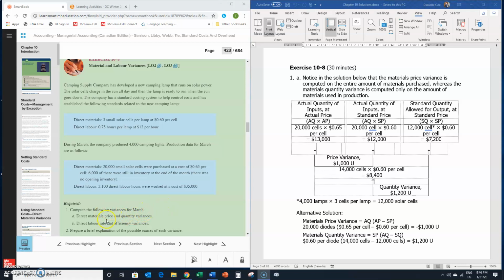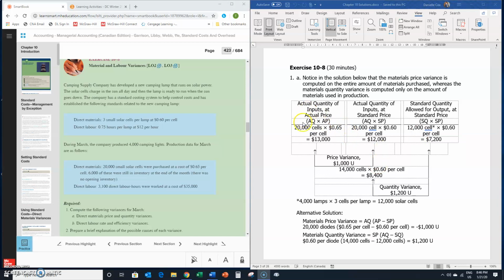Compute the following variances. So direct materials, price, and quantity variances. So what we have to take note of here is that a different amount was purchased than was actually used. 20,000 cells were purchased, but 6,000 of those are still in inventory, so only 14,000 were used. So this here then, if we do it by the chart, it's going to be a little bit different than what we looked at before.